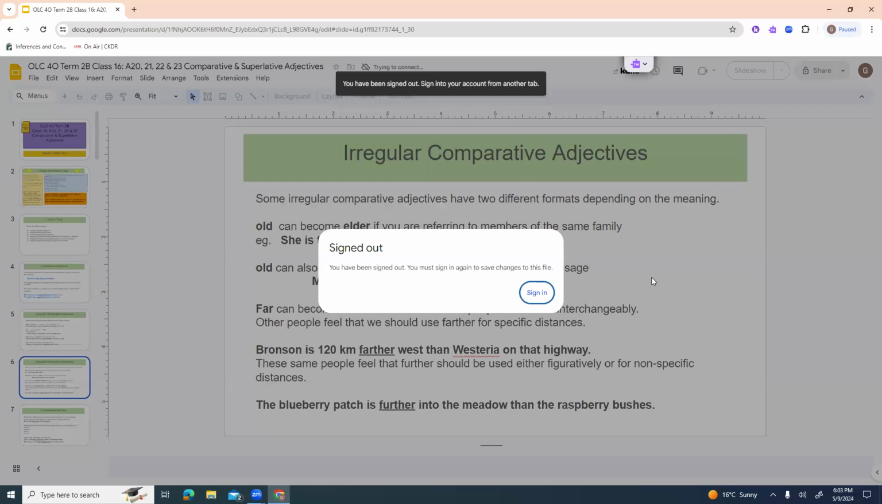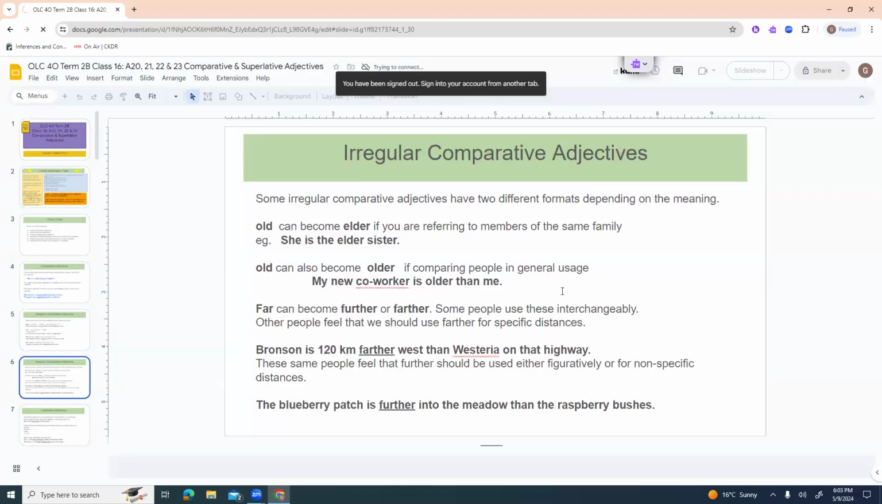Old can become older if you're just talking about a general population. And I don't know why it's particularly different. And I also don't know why Google is so difficult.